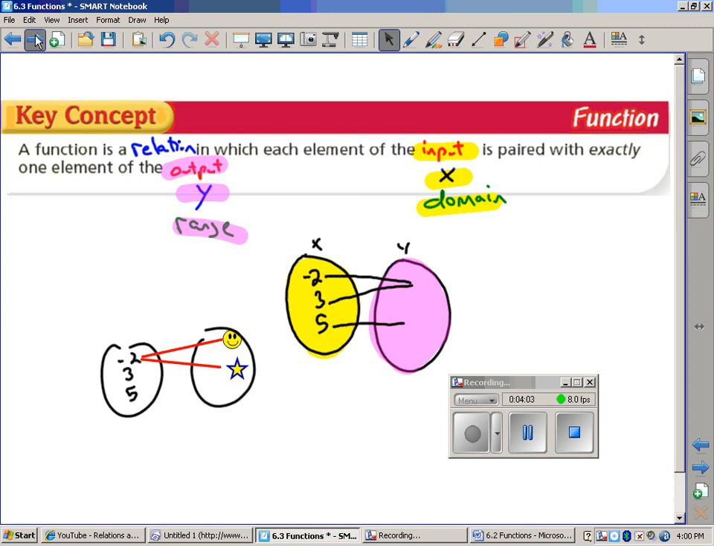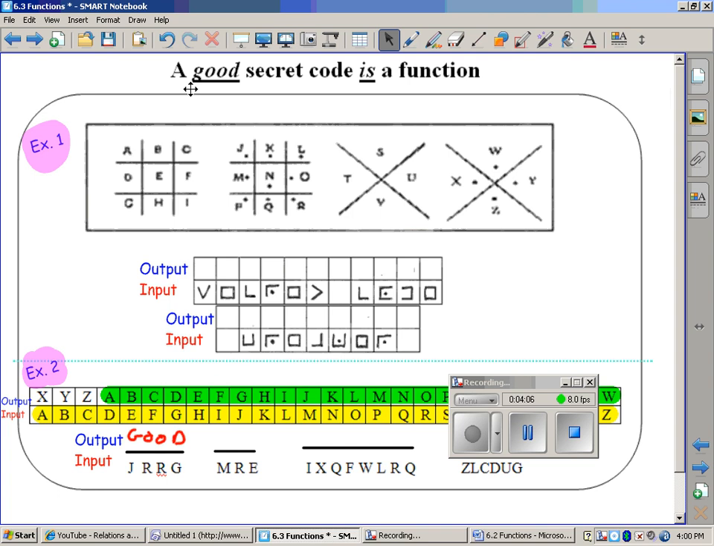My last example of this is secret codes. A good secret code is a function. When I look up here, this is my decoder. When I look at this symbol, my eyes take me over here and know that the S is the only answer I can get for that symbol. As I look at this symbol, that takes me here, and I know that this is the only output I can get. And this is a good secret code. I think this one says secret code breaker if you get it all.